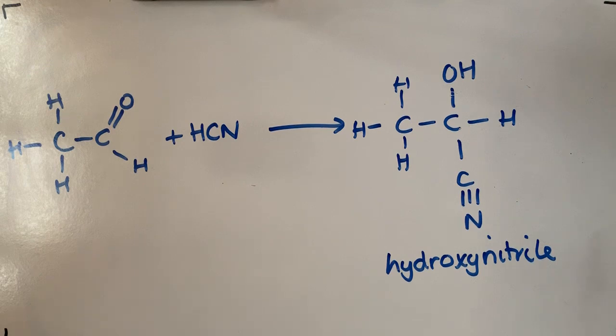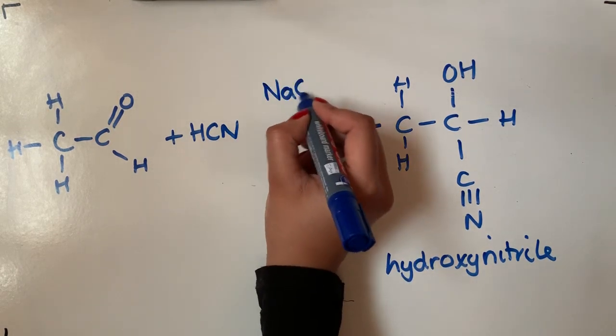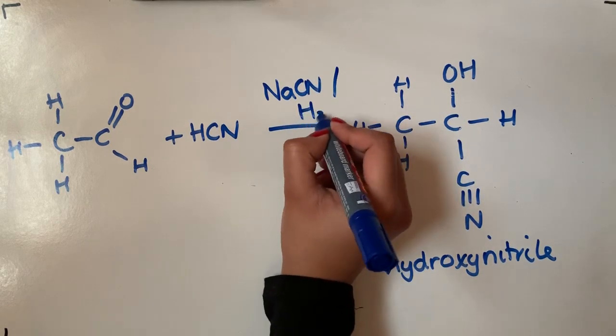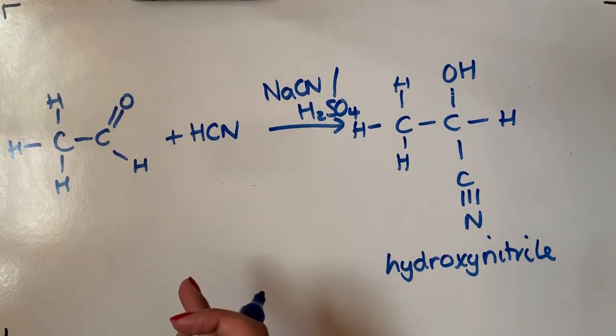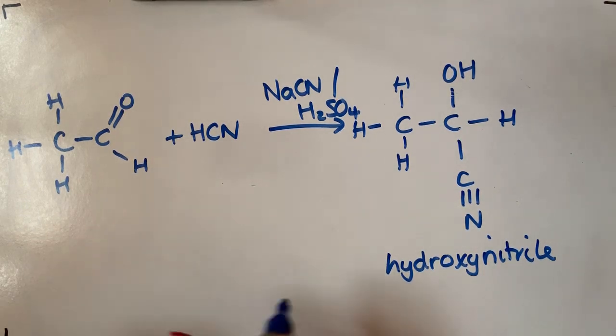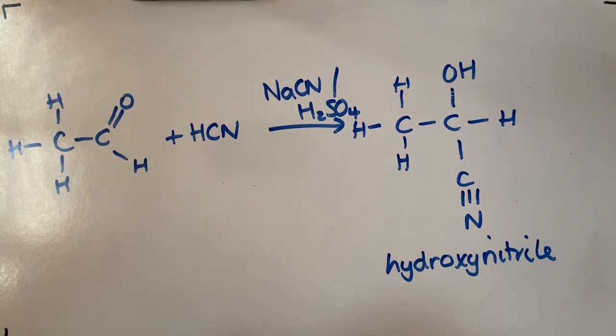Now, what you might not know is that hydrogen cyanide is a very toxic gas. We can't just have hydrogen cyanide in a lab. It's a lot better to make it in situ, and the way that we can make it in situ is by using sodium cyanide and sulfuric acid. So in terms of reagents, it's sodium cyanide and sulfuric acid that we use. That is going to release hydrogen cyanide in solution, and that's what's going to react with our aldehyde.